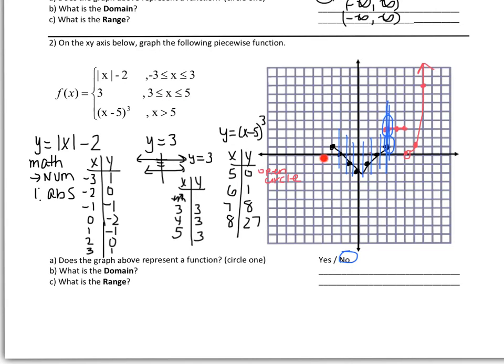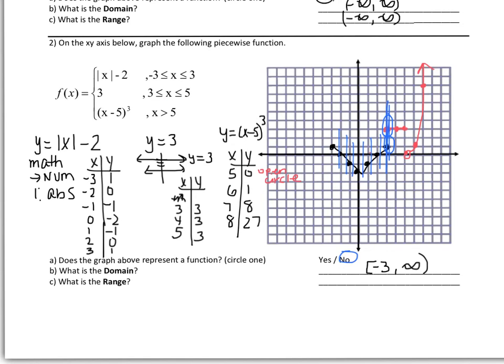Now what's the domain? The domain is how wide it goes. It only goes as wide as here. So -1, -2, -3. A closed circle at -3, so it gets a bracket. And it goes all the way to infinity. So -3 to infinity, close.